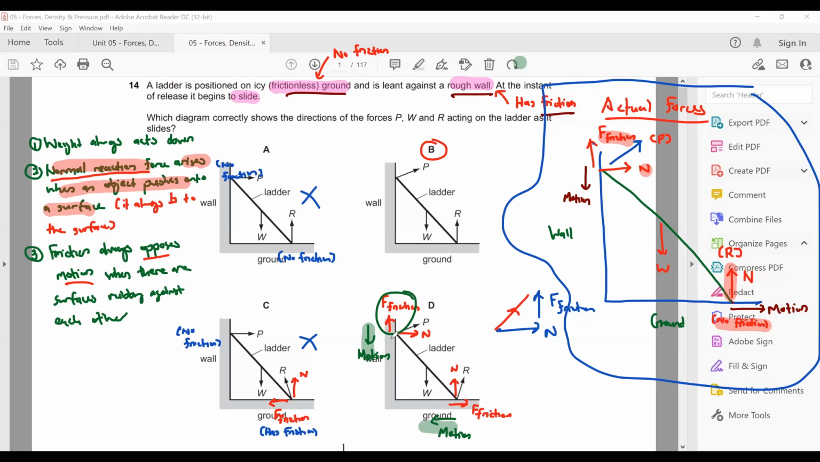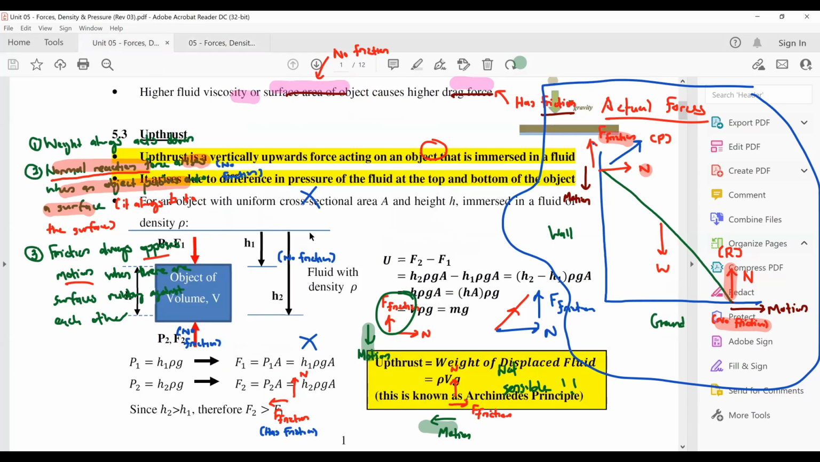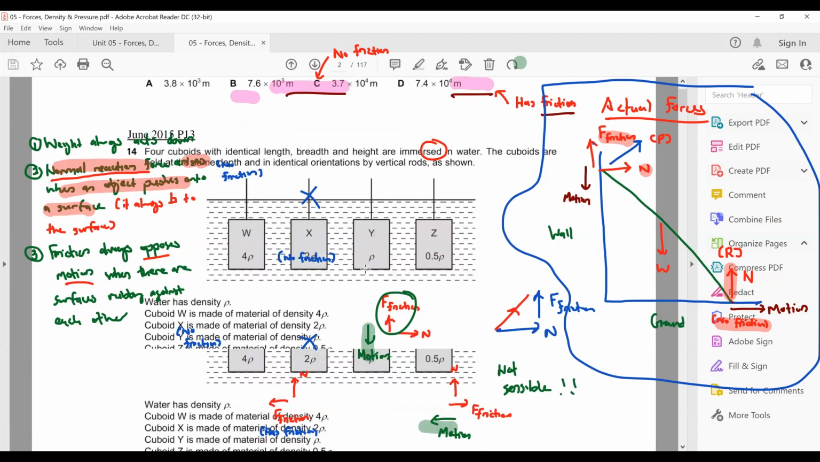The ladder now, basically what this diagram is telling you is that one end of the ladder is trying to go down, another end of the ladder is trying to go in. It doesn't make sense in real life, right? Cannot move that way. So this one here is just simply not sensible. Okay. So the answer is just B. Okay, so that is for this one, right? This is just looking at the forces.